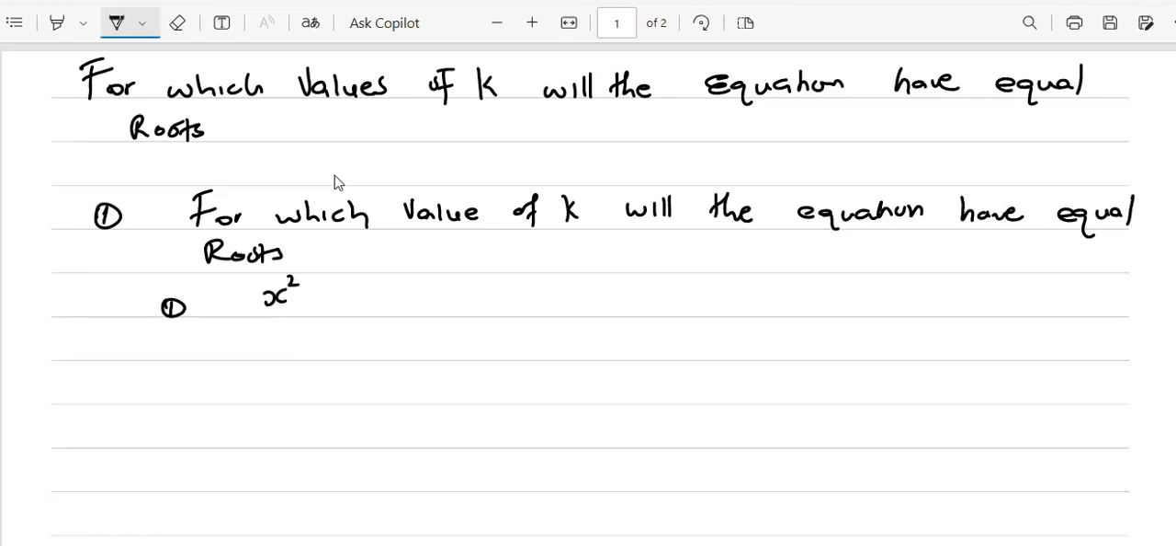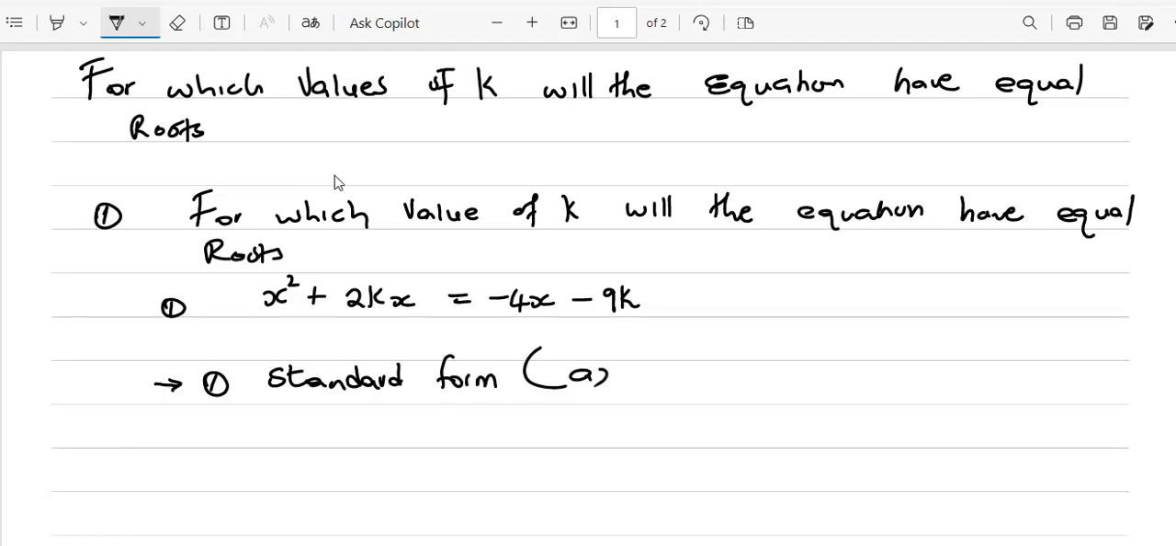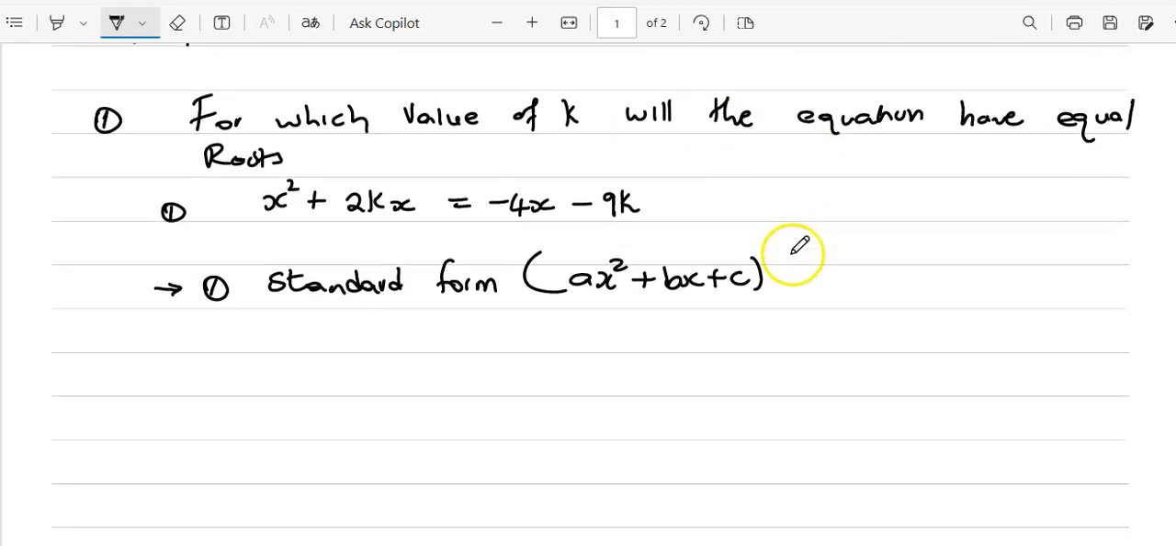Let's say we are given x squared plus 2kx equals minus 4x minus 9k. Step one, you must put this in standard form. Very important. When we say standard form, we are talking about the form of a quadratic equation, ax squared plus bx plus c. So we need to arrange this to put it in standard form.